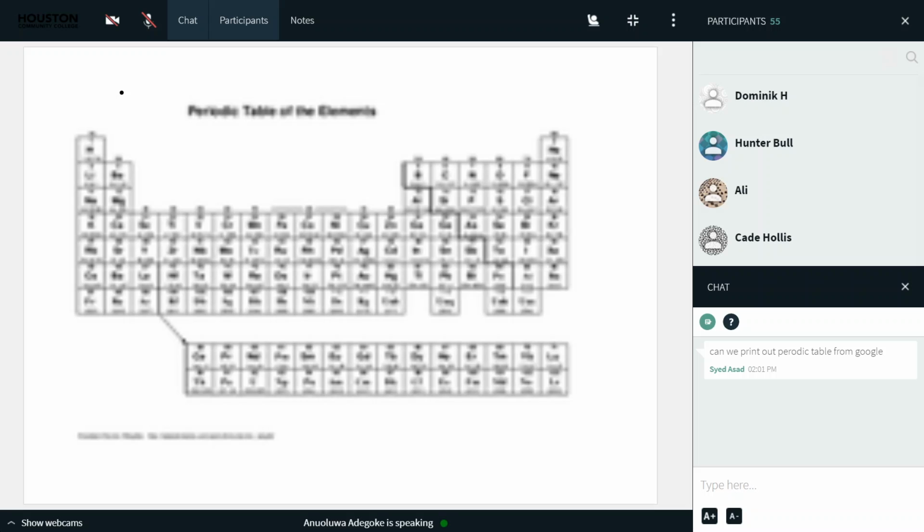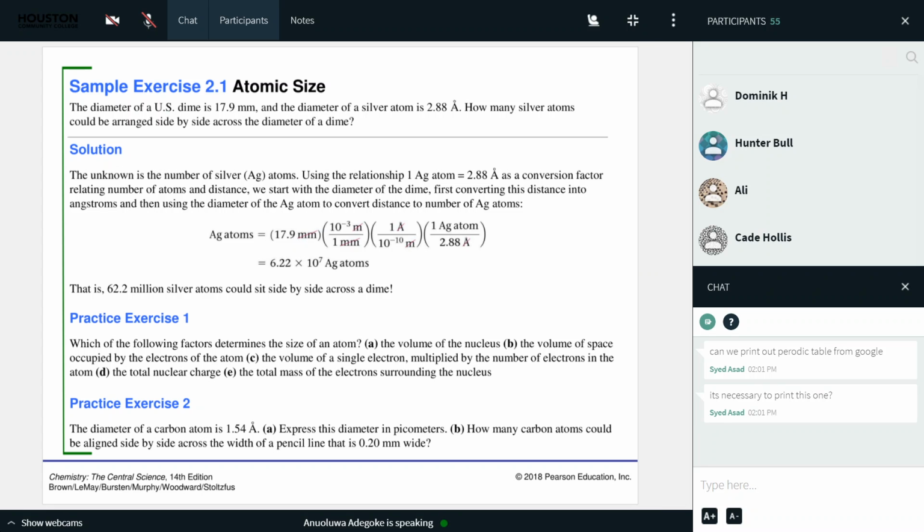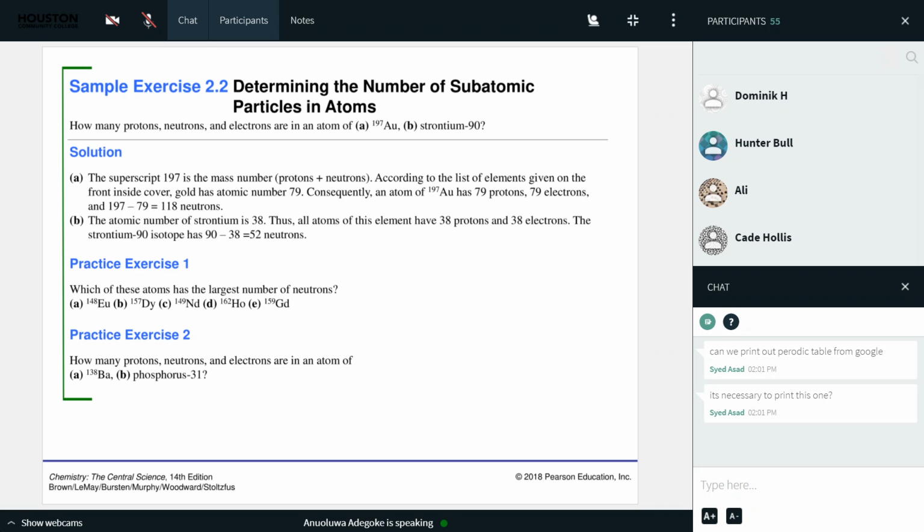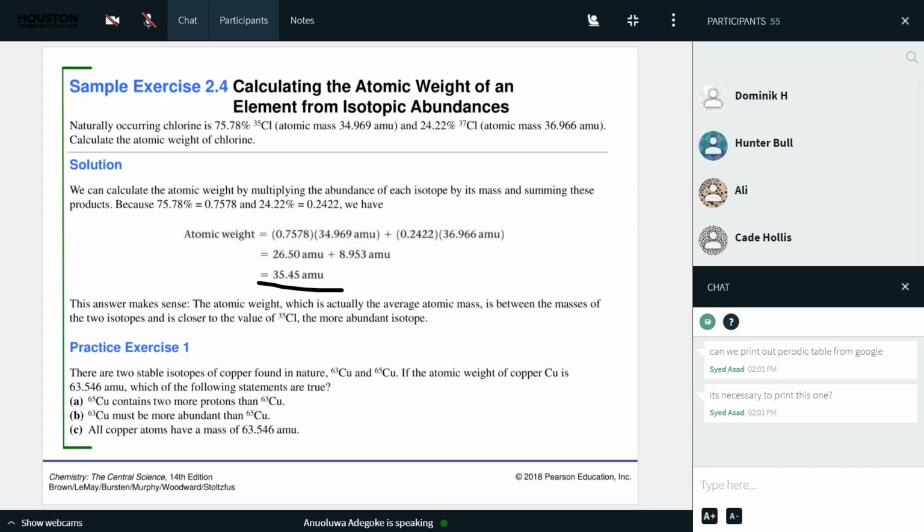So let's just move quickly to this work. Yes, it's necessary to print this one.